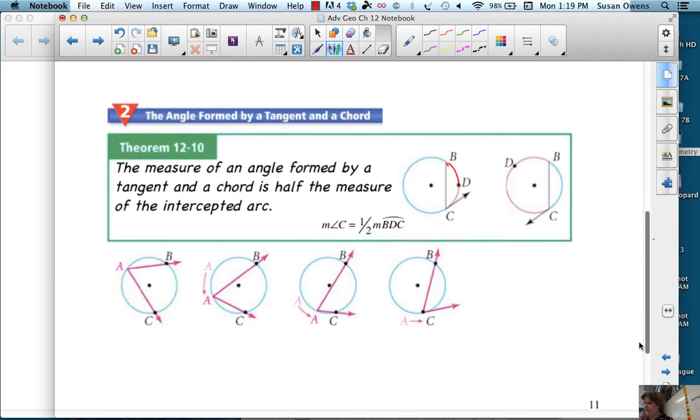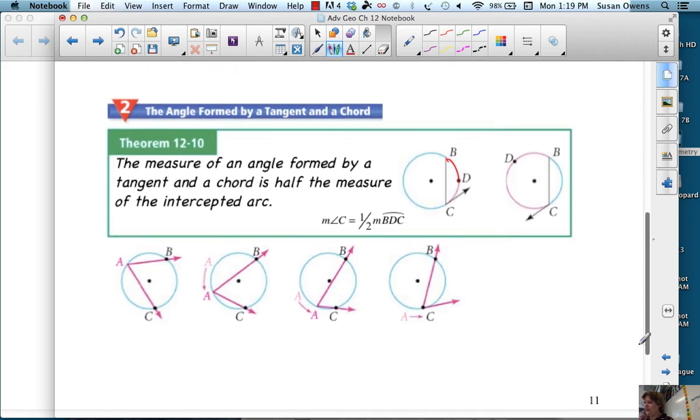Okay. The last one we have is the tangent chord theorem. This one says the measure of an angle formed by a tangent and a chord is half the measure of its intercepted arc. So it's kind of like the inscribed angle, except for this time we've got one chord, but then you also have a tangent. So tangent chord theorem. Put a circle in front of it.